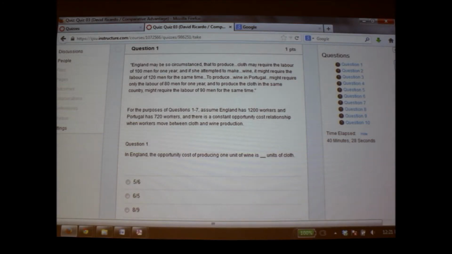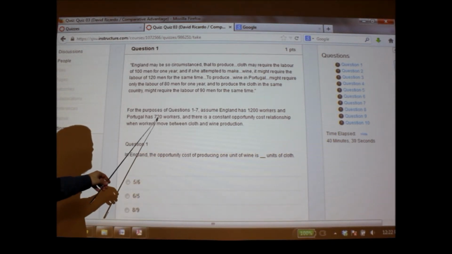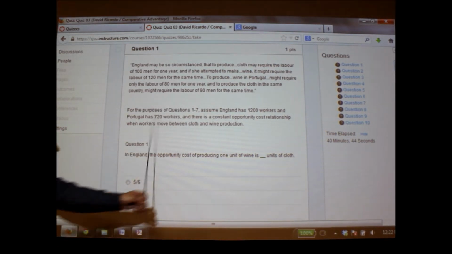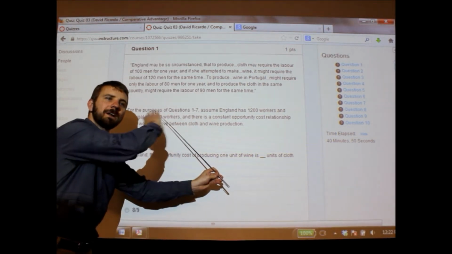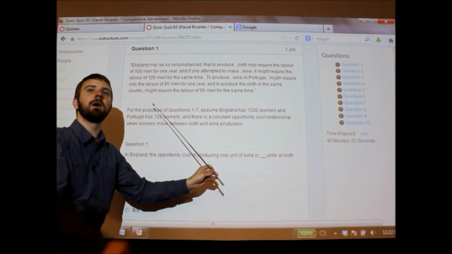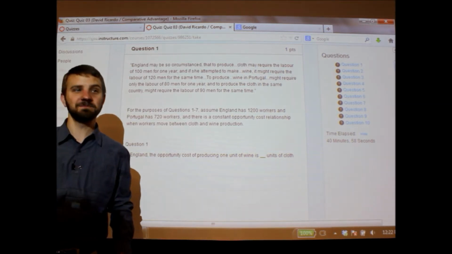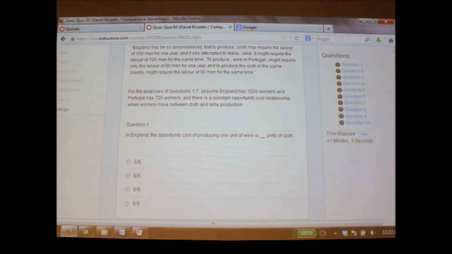Okay, so one other additional assumption of this problem is that let's assume England has 1,200 workers and Portugal has 720 workers. And moreover, there's a constant opportunity cost relationship. In other words, these are going to be straight line PPCs, not bowed out. A bowed out PPC is more realistic, but straight line is simpler. And with models, more realism is not always better, right? Often simplicity is better.